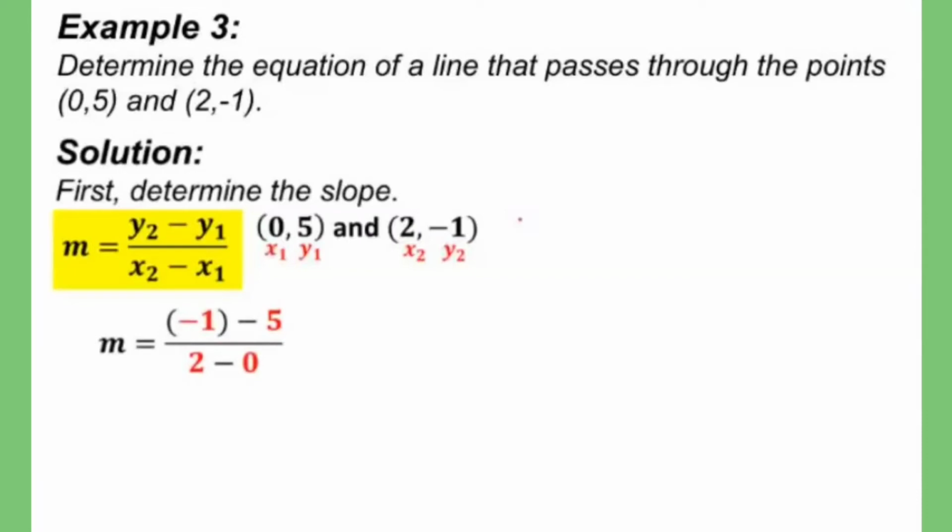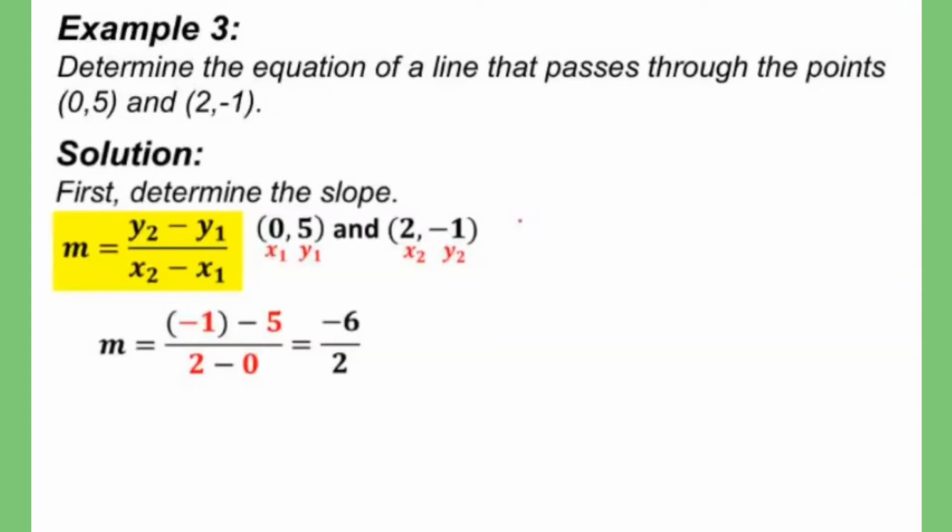We are now ready to substitute in our formula. So m is equal to y sub 2, which is negative 1, minus y sub 1, which is positive 5, all over x sub 2, which is positive 2, minus x sub 1, which is 0. Simplifying the numerator, negative 1 minus 5 is equal to negative 6. And in our denominator, 2 minus 0 is equal to 2. Dividing negative 6 by 2, we will have negative 3. And this is now the slope of our required line.